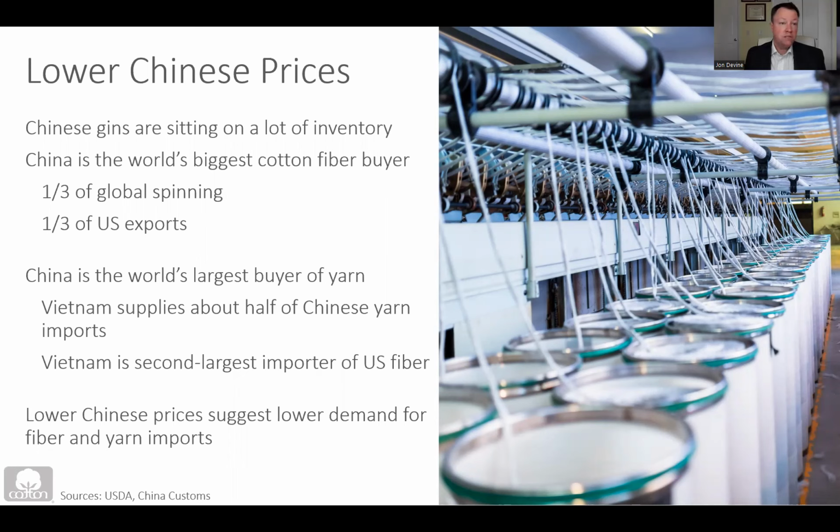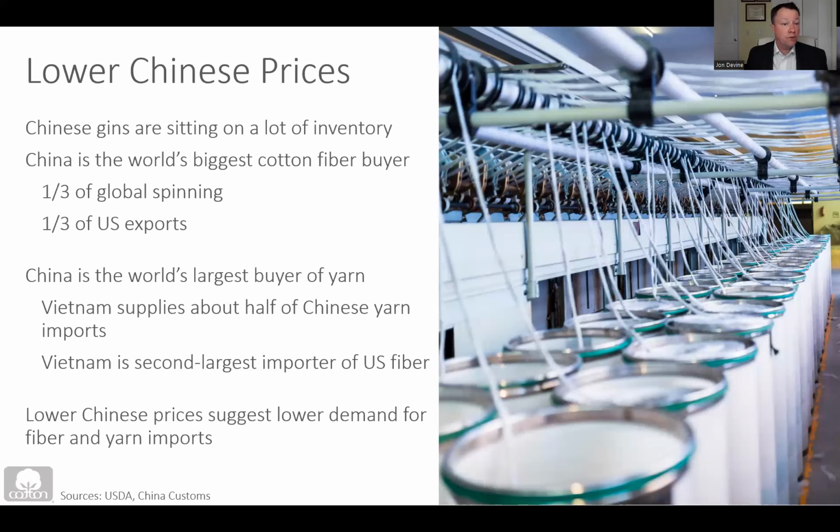And the end result was that gins are saddled with a lot of inventory. Current estimates are that Chinese gins are sitting on around 10 million bales of cotton in warehouses. So there's a lot of cotton within China just waiting to move. When it does move, it'll probably be at a loss for gins over there. But that cotton does exist. Something else to point out here is that not only is China sitting on a lot of cotton, not only are Chinese prices a little bit lower, but China is the world's largest buyer of cotton fiber.